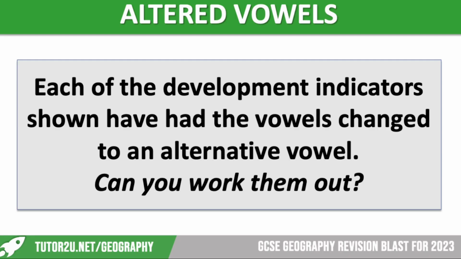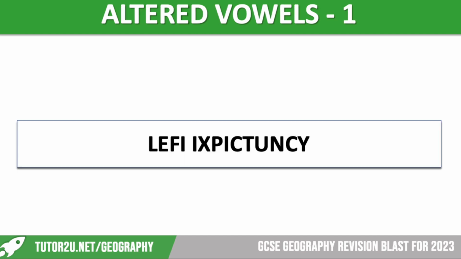Our first activity is altered vowels, and it is going to focus on development indicators. Development indicators are key pieces of data that give us an indication about the level of economic or social development within a country. You are going to be shown a number of development indicators. Each of them has had its vowels changed to a different vowel. You just need to work them out. Here's our first. Hopefully we're starting off quite easy here.